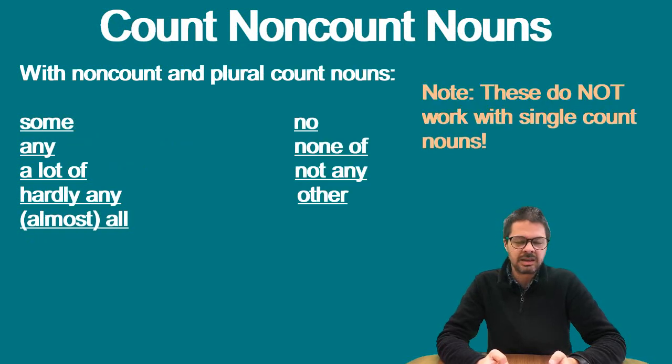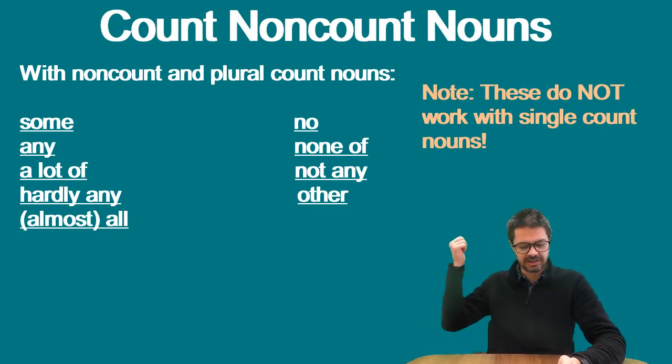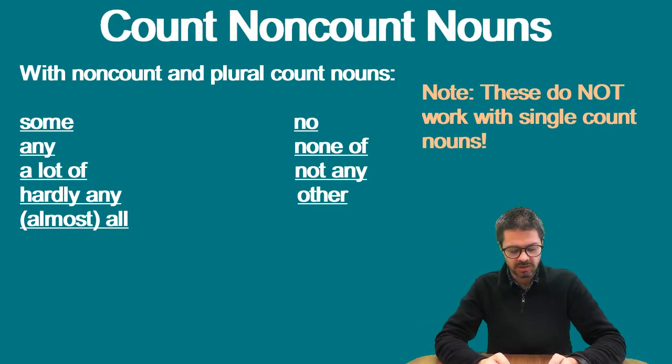All right, and some words that work with each of them. Some. We can have some printers and some water. Any. Do you have any chicken? Or do you have any chickens? A lot of. I have a lot of chicken on my plate. And I have a lot of chickens on my farm. Hardly any. I have hardly any money. Money is non-count, of course, right? Specific types of money, Korean won or US dollars, are countable. Good. Almost all printers, all chicken, all chickens.